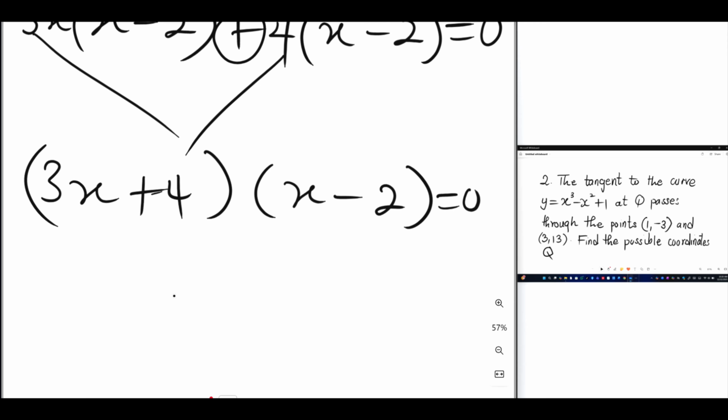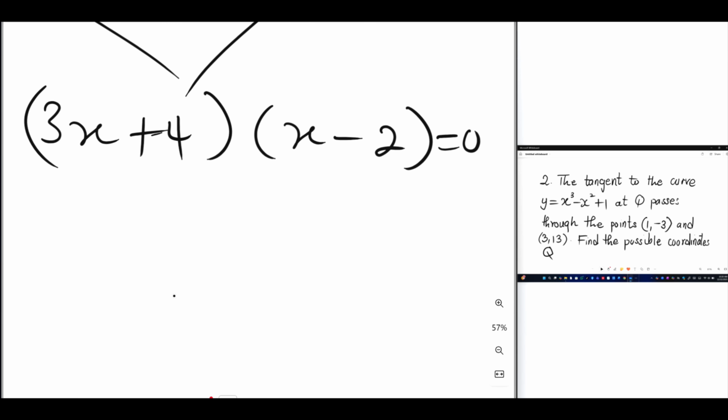So now we look for the point. We are looking for the x value at the point where the gradient of the tangent is the same as the gradient of the curve.